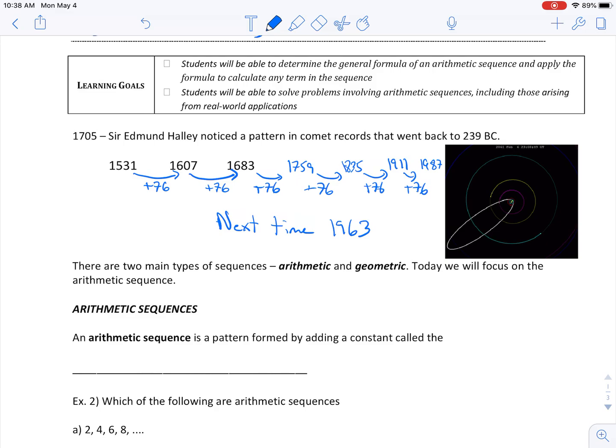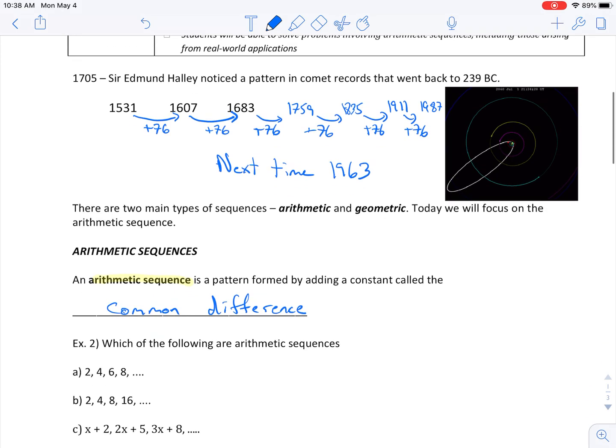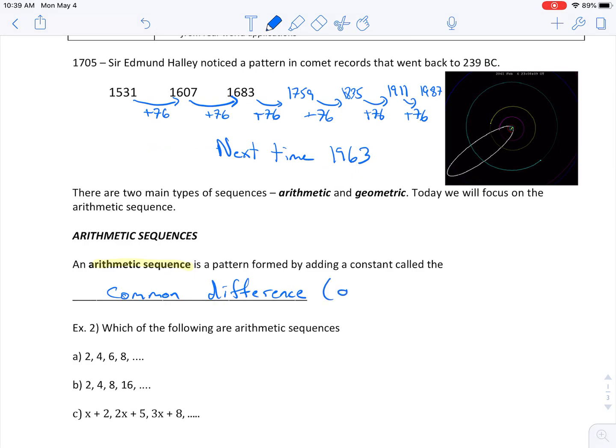Anyway, this is an example of when you have a pattern that's separated by what's called a common difference. In an arithmetic sequence, it's just a pattern where you have this constant that's being added or subtracted. And we call that thing the common difference.